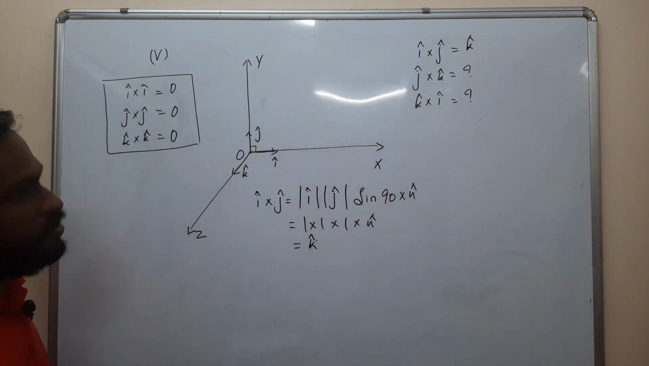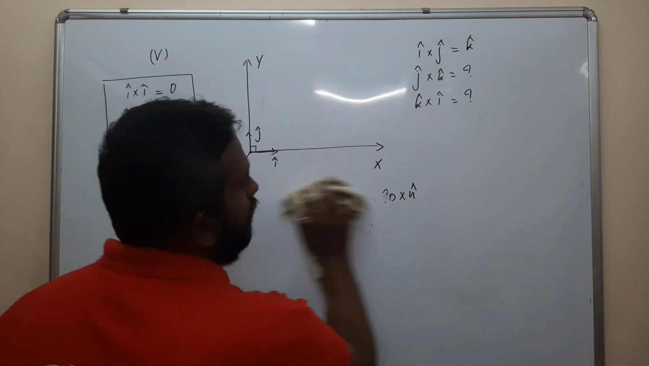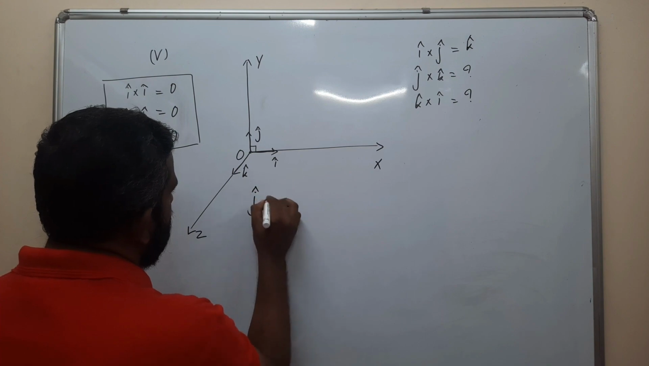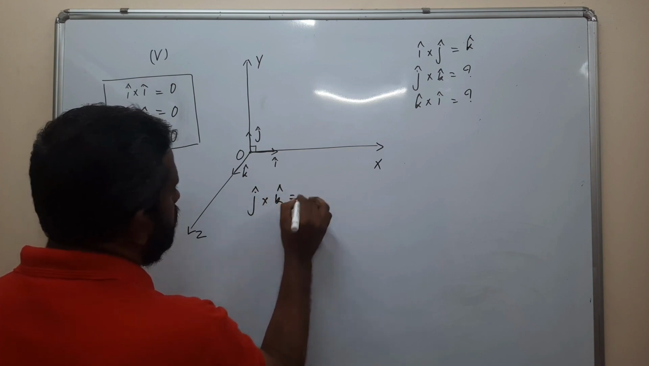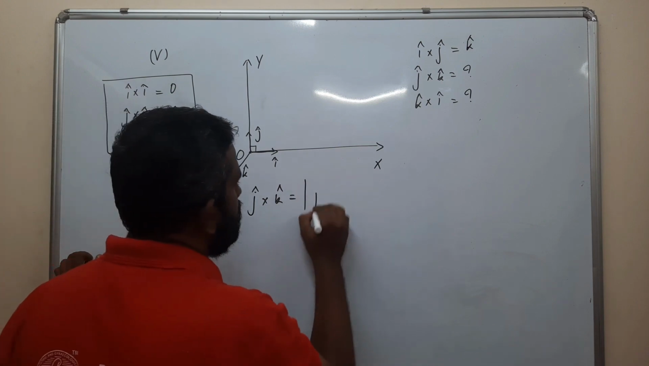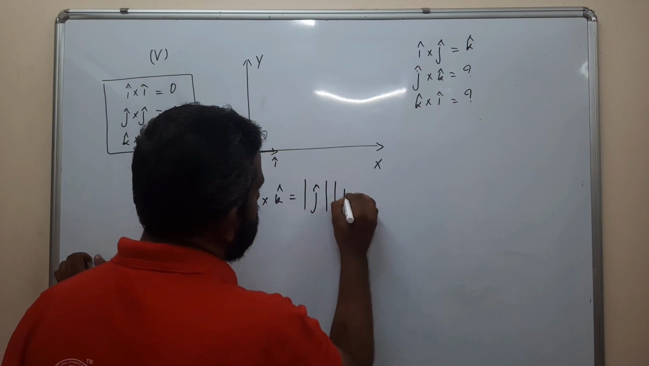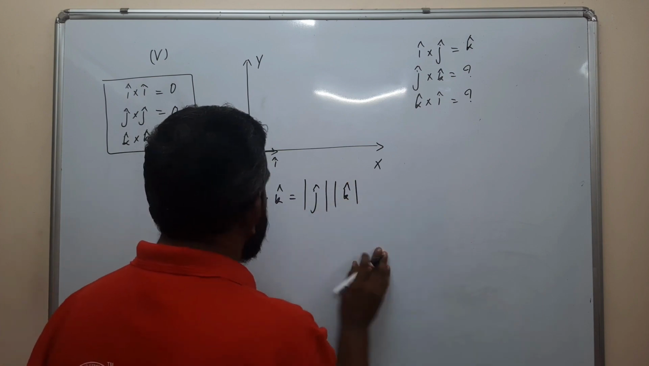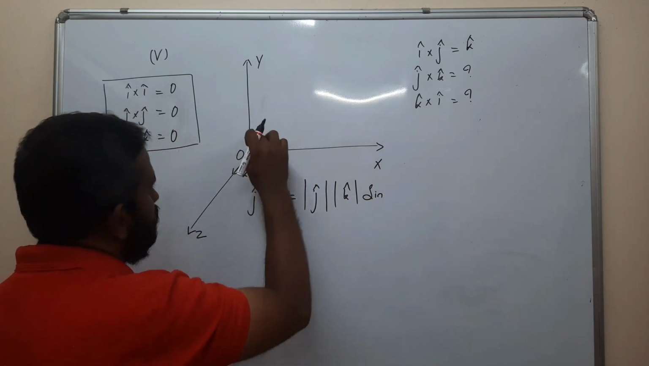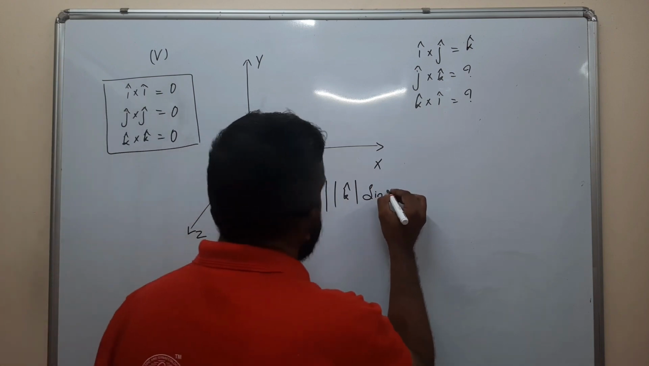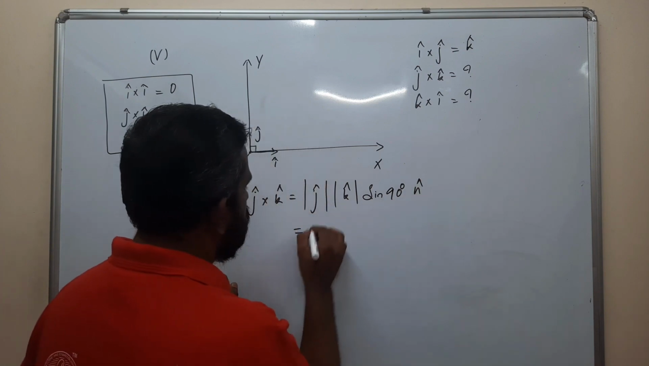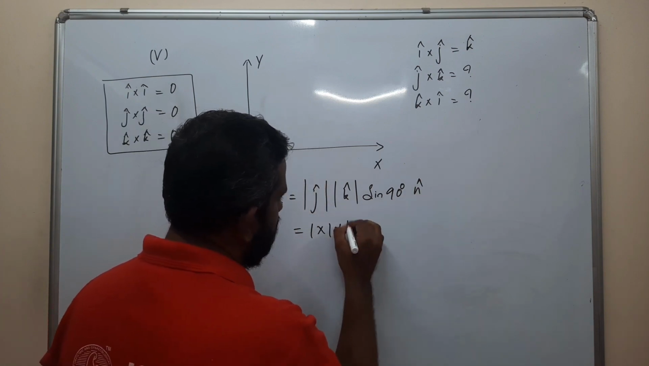Right. So what is J vector cross K vector? J cap cross K cap is equal to modulus of J cap, modulus of K cap, into sin of the angle. So what is the angle between J and K? That is 90 degrees only. Sin 90 into n cap. So that's 1 into sin 90, that is 1, into n cap.